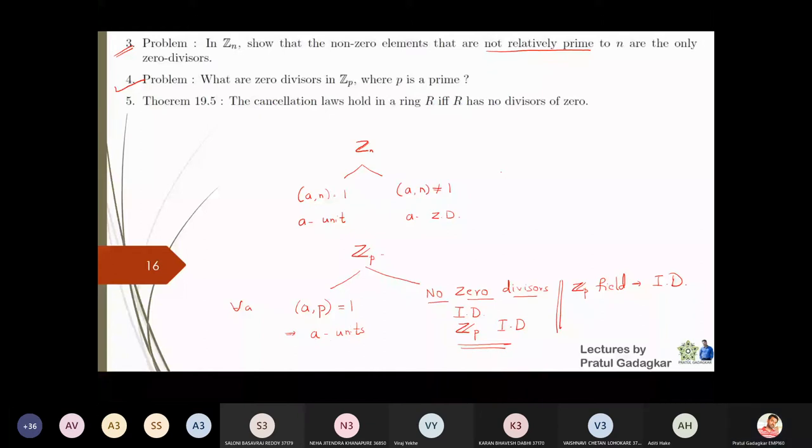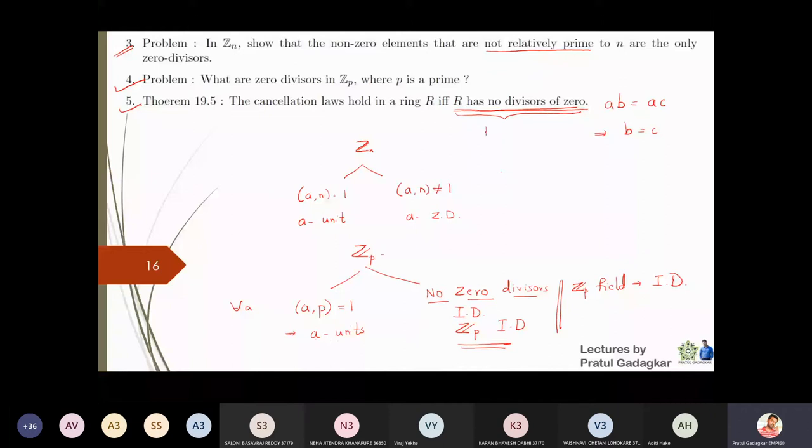Okay, so the next thing is important for us: the cancellation laws. Remember in your group theory, the cancellation laws were saying that if AB is equal to AC, then you can always say that B is equal to C. This result holds true in group theory, no matter whichever group you take. But in ring theory, this result will hold under some condition. That condition is that the ring should not have zero divisors. That is, the ring must be an integral domain.